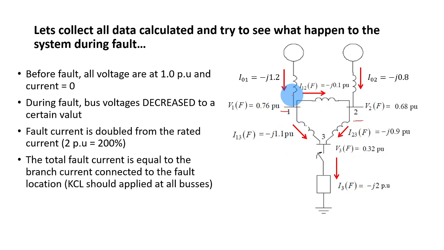As you can see, if you assume that all the buses are originally at 1 per unit, during the fault all the voltages have dropped to a certain value. For example, voltage at bus 1 has dropped to 0.76, bus 2 has dropped to 0.68, and the worst voltage drop is typically at the location of the fault, which has dropped to more than 70% of the original voltage.